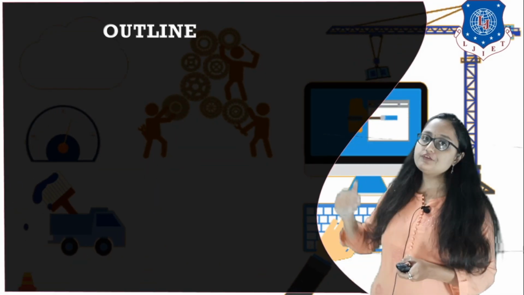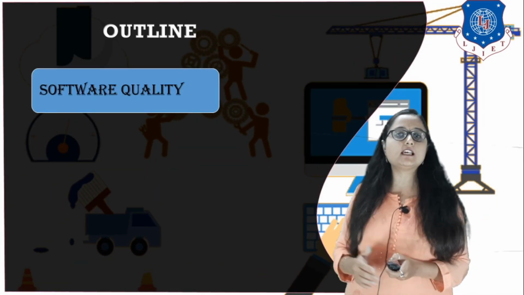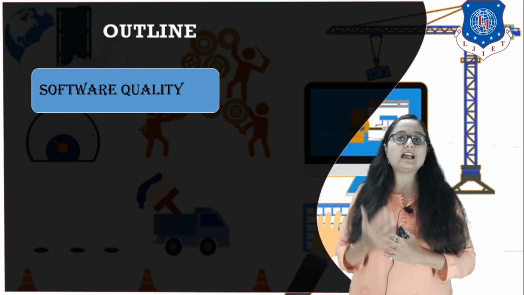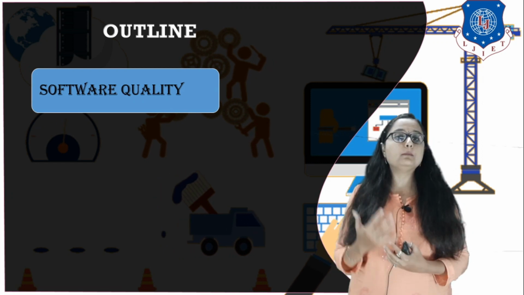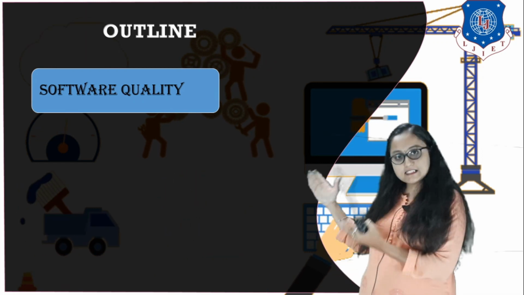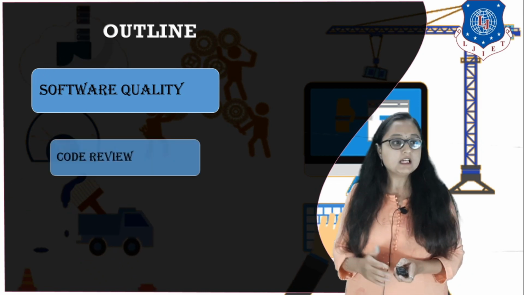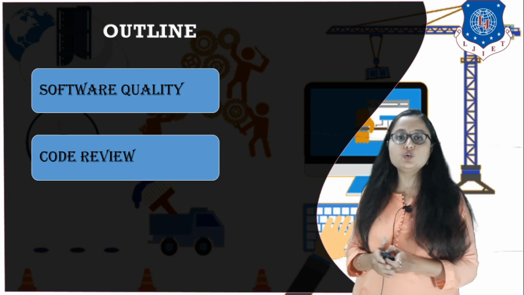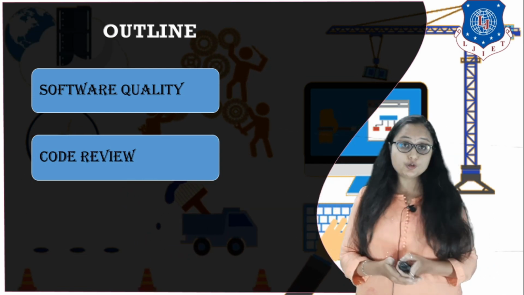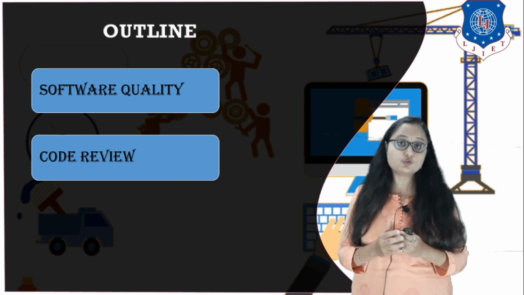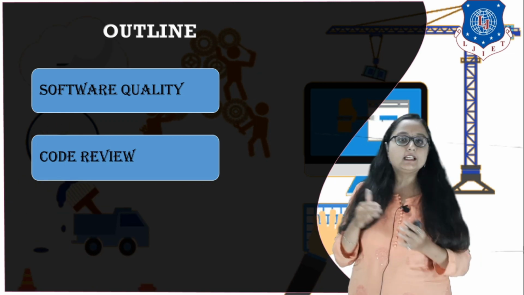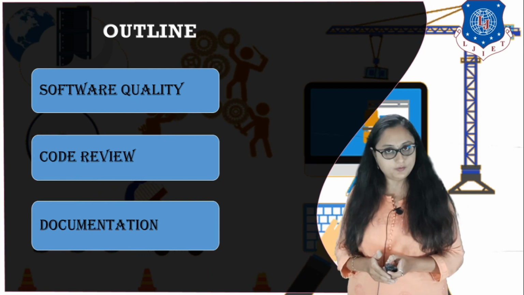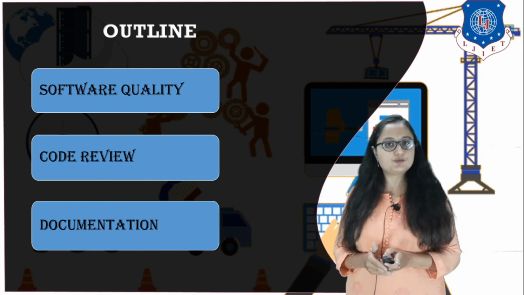The outline of today's lecture: the first thing that we will see is software quality, and we are not going to see what you mean by software quality, but actually what problems occur while maintaining software quality. The next thing is code review, where we will discuss the different types of code review and see both types in detail. The last thing we will study today is software documentation, in which we will see the types of documentation.